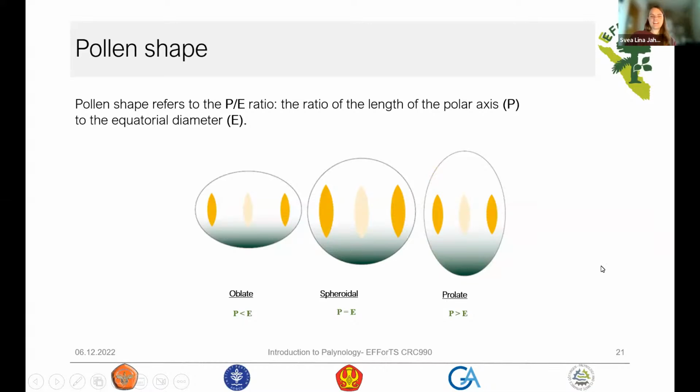And then again, not only along the polar axis can there be differences in shape. Of course, it also depends on the ratio between the polar axis and the equatorial axis. So the equatorial axis can also be wider. And here we differentiate mostly between oblate pollen, where the polar axis is smaller than the equatorial axis, spheroidal pollen, where they are the same, so it's basically completely circular, and prolate, where the polar axis is bigger than the equatorial axis.